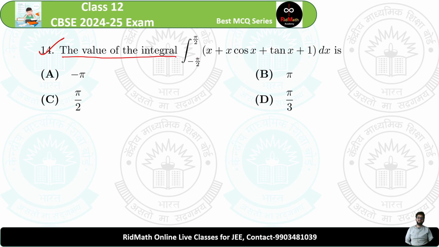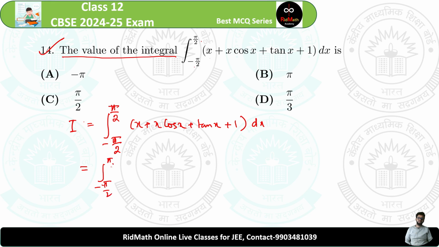The value of the integral from minus pi by 2 to pi by 2 of (x + x cos x + tan x + 1) dx. We are writing this as I. This is the integral from minus pi by 2 to pi by 2 of (x + x cos x + tan x + 1) dx. We are separating this: the integral from minus pi by 2 to pi by 2 of (x + x cos x + tan x) dx, and next plus the integral from minus pi by 2 to pi by 2 of dx.